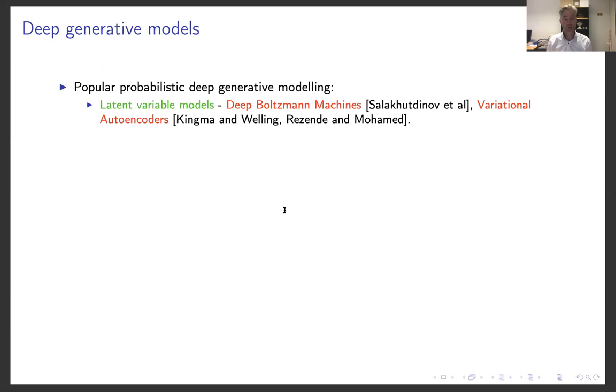So we have the latent variable models. I will talk about variational autoencoders here today, but also deep Boltzmann machines and that kind of model are examples of latent variable models. For the deep Boltzmann machines, the latent variables are discrete, and in the variational autoencoders, they are usually continuous. Not always, but usually continuous.